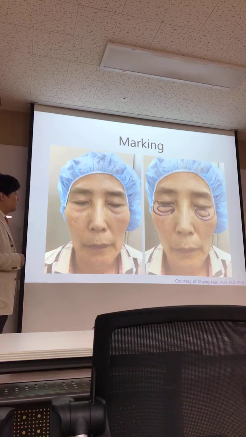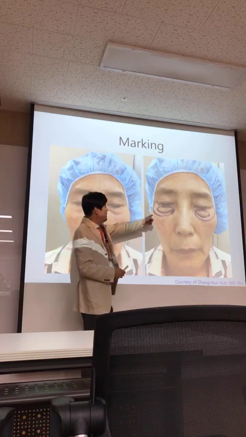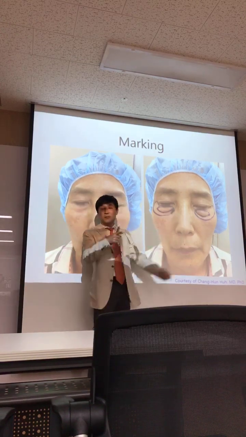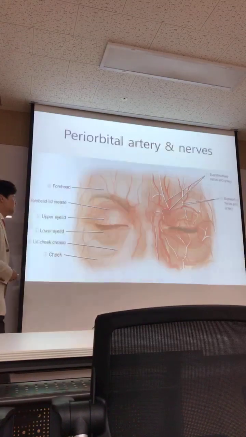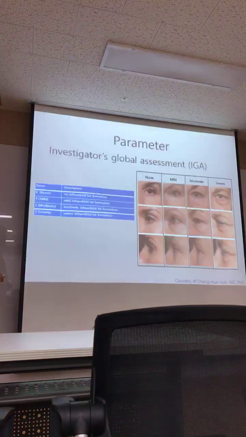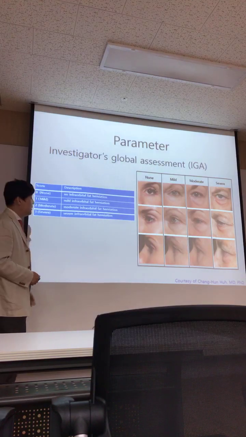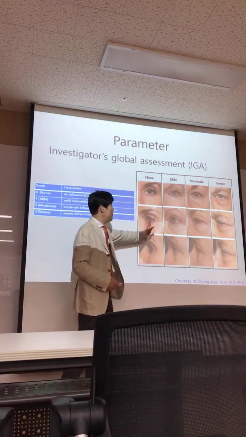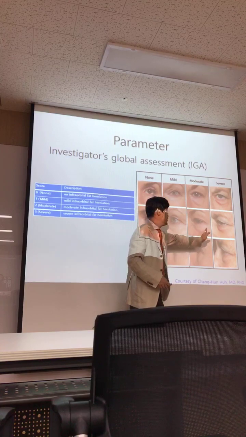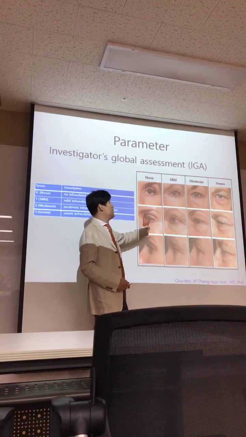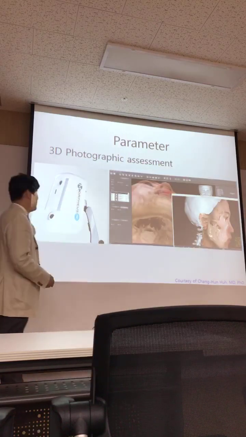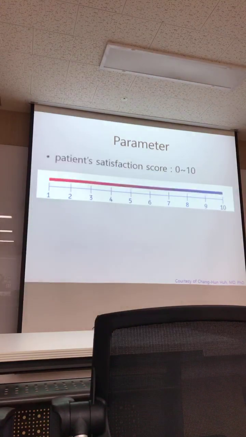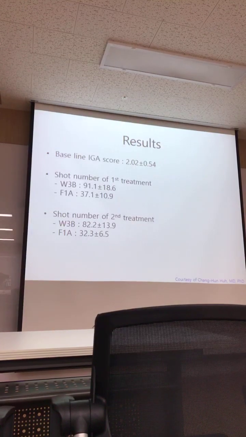And we started with 24 eye bag patients with the Seoul National University team. This is the marking. We should inject deep inside the fat pocket because the fat is located in the deep area. And we gave the score from 0, 1, 2, 3: none, mild, moderate, severe. And we measured with 3D photographic assessment. We also got the patient satisfaction score, and this is the result.